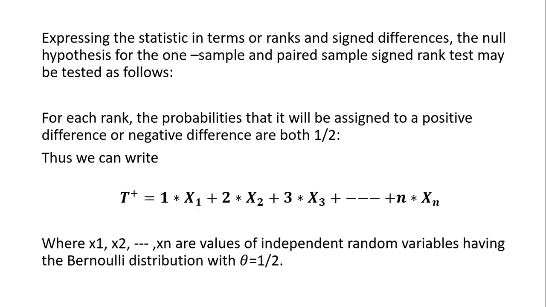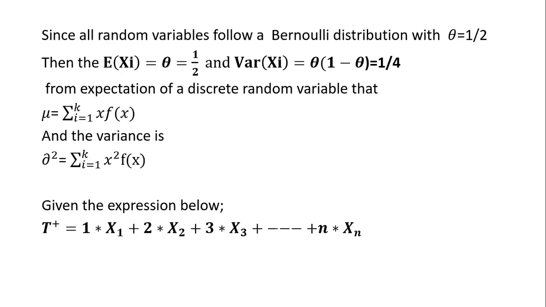To prove the assumption, we're going to base it on the mean and the variance. Since all the random variables are from a Bernoulli distribution with theta equal to a half, the mean of a random variable from a Bernoulli distribution is p, which is half in this situation, and the variance is pq, which is half times half, which is 1 over 4.